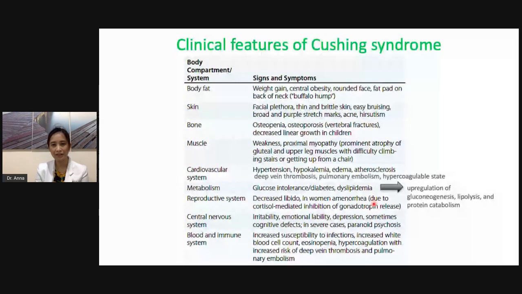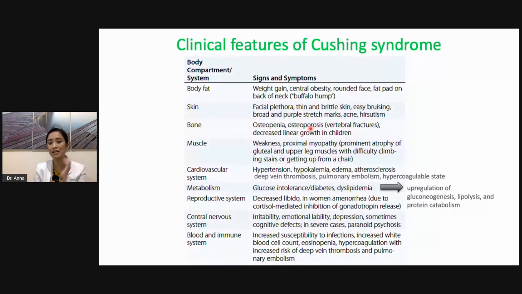Okay, so these are the clinical features of Cushing syndrome. As you can see, it affects the entire body, no? It can affect body fat, skin, bone, muscle, cardiovascular, your metabolism, your reproductive system, even your CNS and blood and immune system, no? Aside from everything that I mentioned, I'd like to highlight here also the effects of Cushing syndrome on your bone. It's either your osteopenia or your osteoporosis.